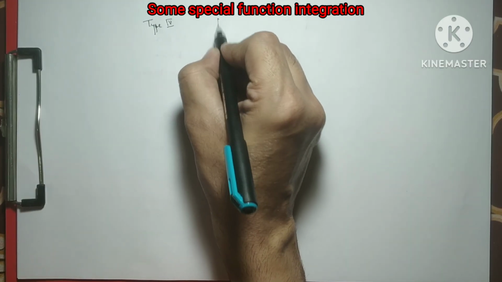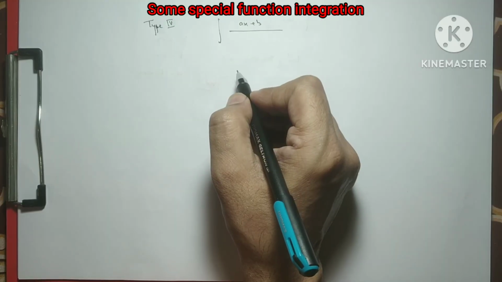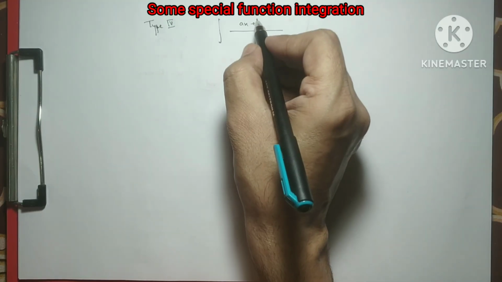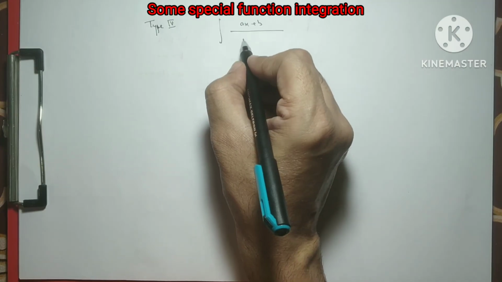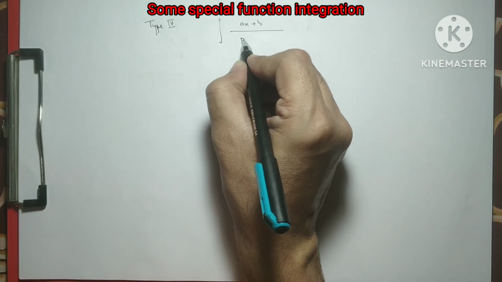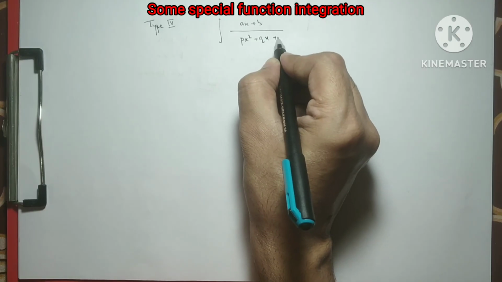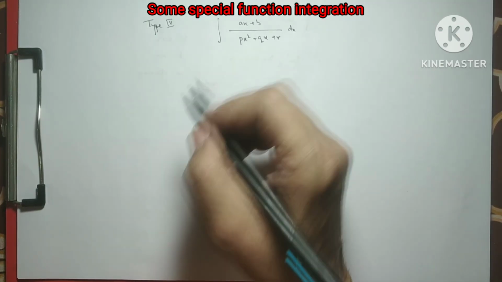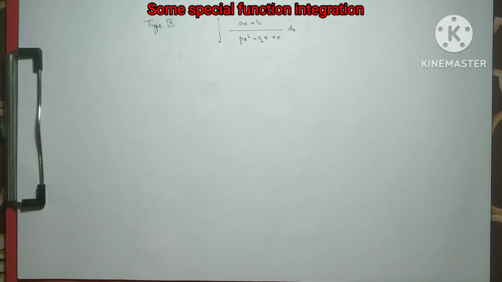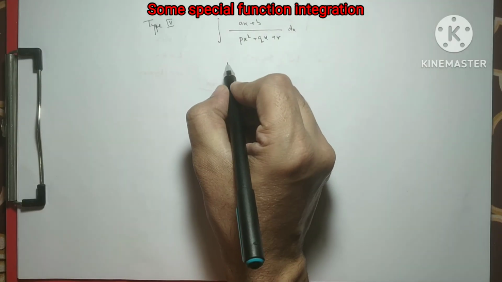It means we have a numerator in which a linear expression is given, and a denominator in which we have a quadratic expression. So in these types of questions we will use the AB method. So what is the AB method?